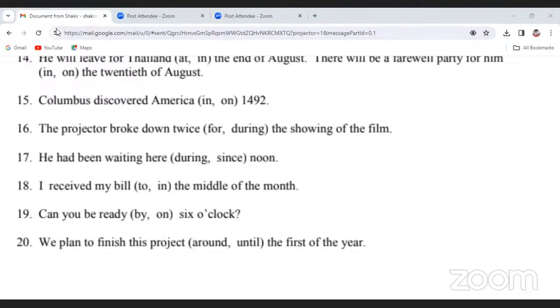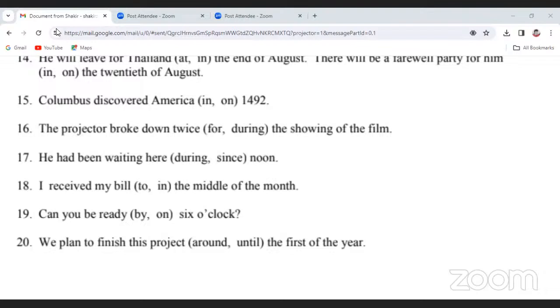Okay, number 16. The projector broke down twice dash the showing of the film. The projector broke down twice during the showing of the film. Yes, during is the correct answer. Number 17. He had been waiting here dash noon. He had been waiting here since noon. Since is the correct answer.